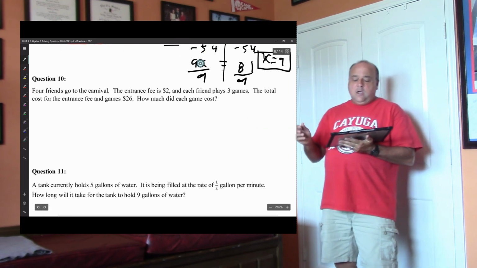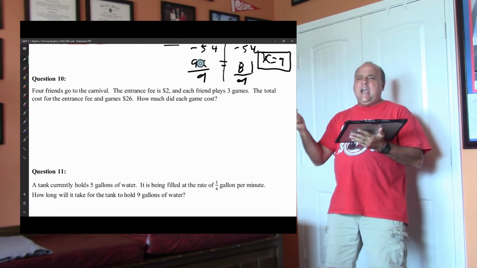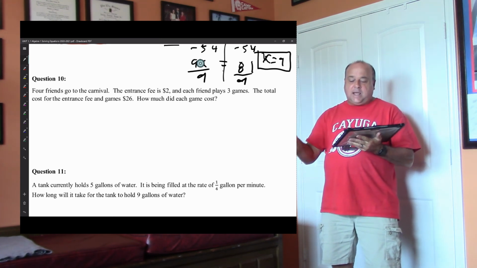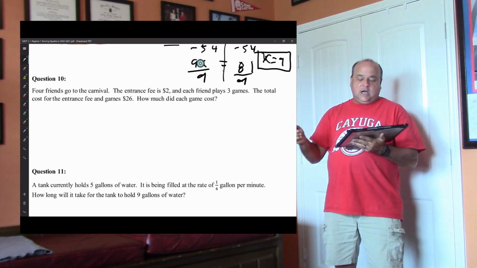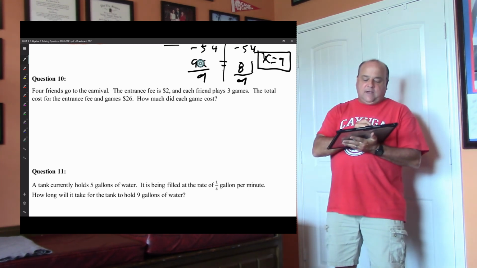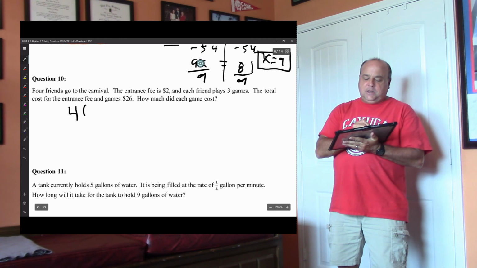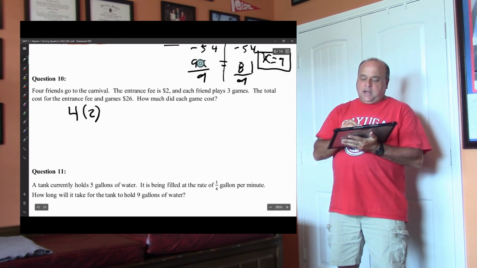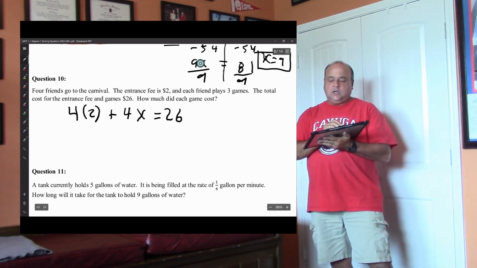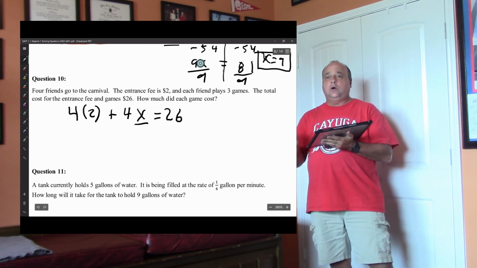Okay. 4 friends go to the carnival. Yeah, I love the carnival. The entrance fee is $2 and the friends play 3 games. The total cost for the entrance fee and the games is $26. So we have 4 friends. They each spend $2 and they play 3 games, right? So plus 4 times x, right? The total cost is 26. So the friends are going to do 4 times 2, but we don't know the cost of the games, do we? That's our x.